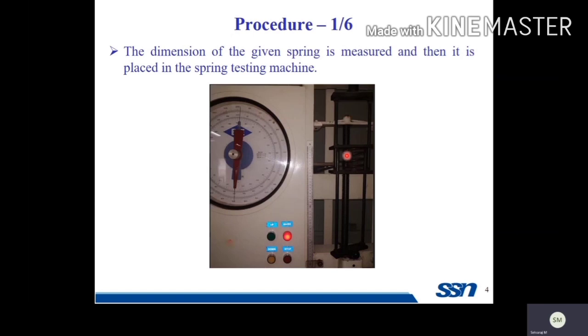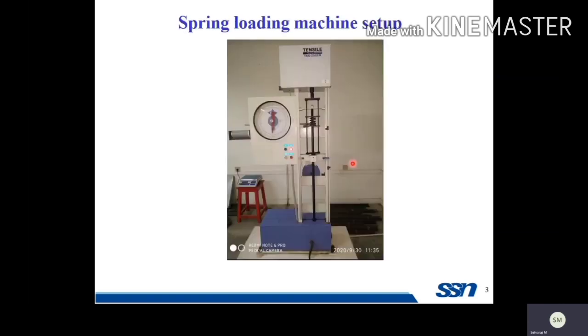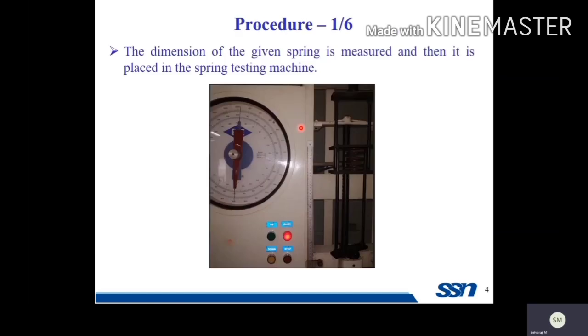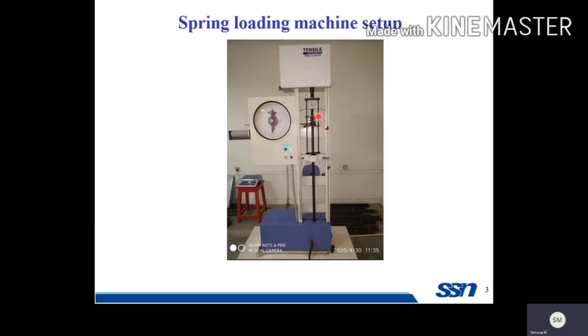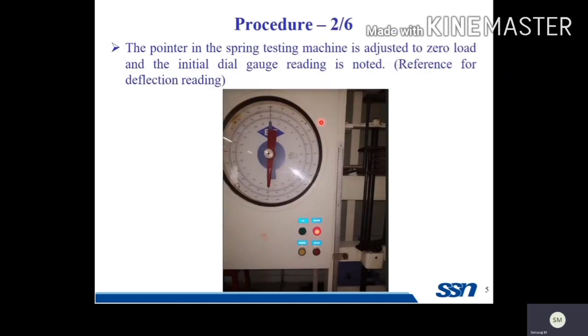The first step is fixing the spring. Here you can see the spring. This is the way you have to fix it. Then you have to slowly move the top plate in touch with the spring. That is the initial setting we have to do. At that point, the top plate will be in light contact with the top of the spring. Now you adjust the pointer to 0.